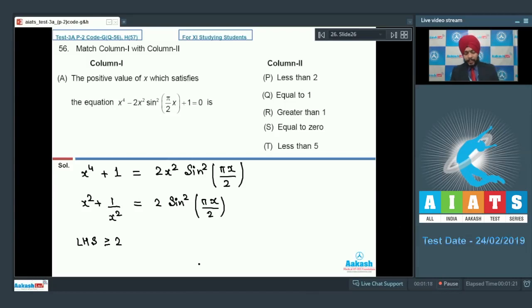And for the right hand side the maximum value is 2. Okay. So RHS is less than equal to 2. No doubt it is greater than equal to 0. Fine. So that means the solution is only possible when LHS is equal to RHS is equal to 2. So LHS is equal to 2 when x equals 1. RHS is also equal to 2 when x equals 1. So x equal to 1 is the only solution for this equation. We have P correct, Q correct, T correct. So A matches with PQT.